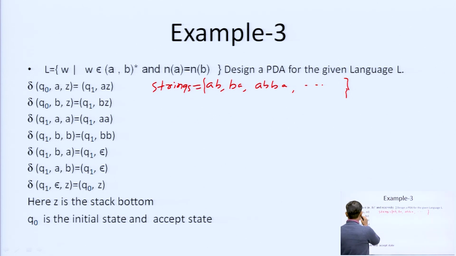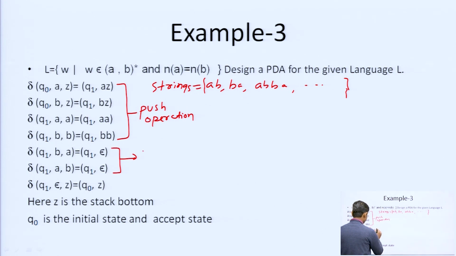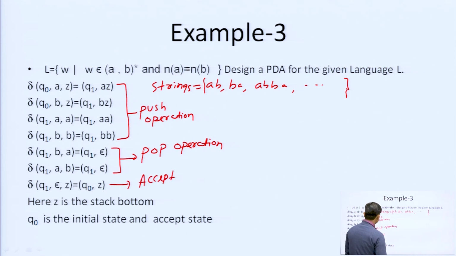These are push operations. You see, these all four are push operations. Then, these two are pop operations. Then this is the accept state. So, here take an example.